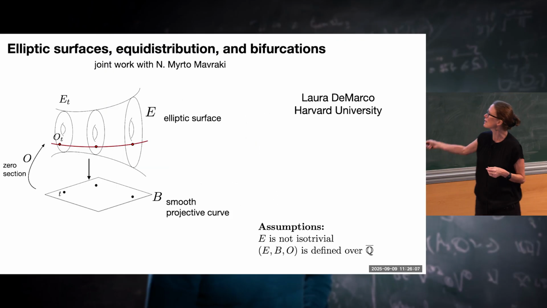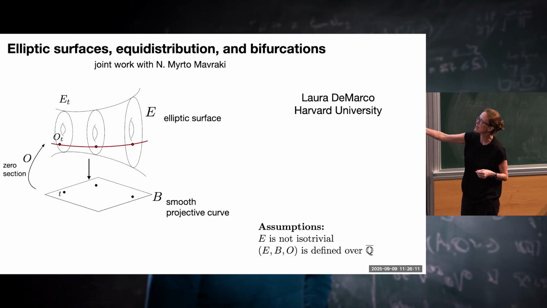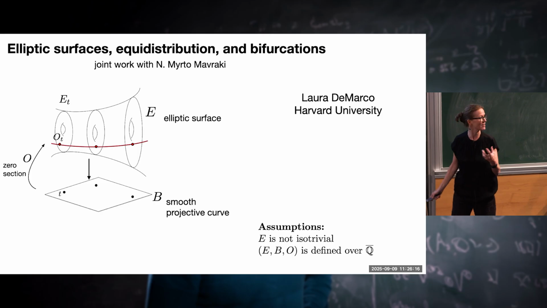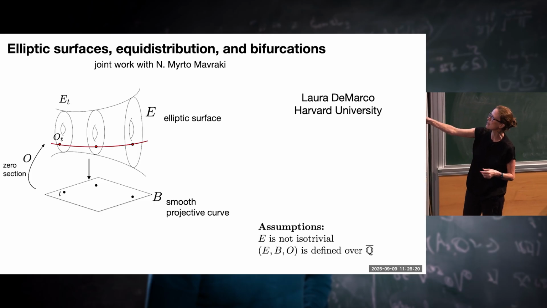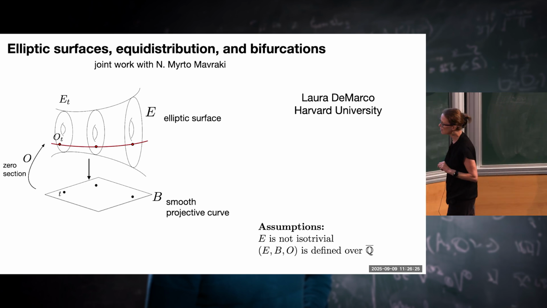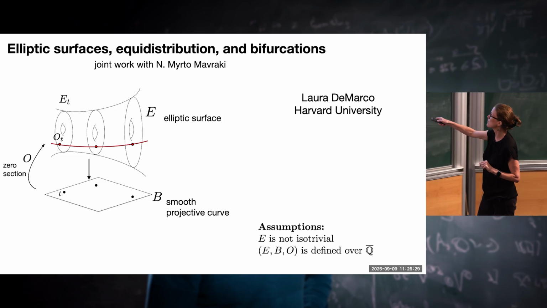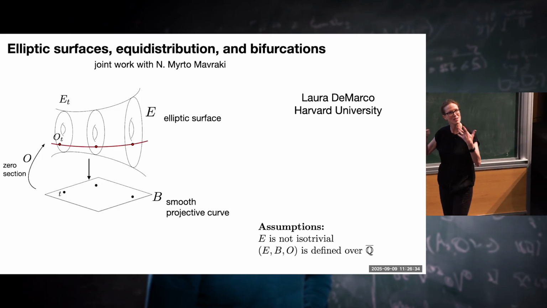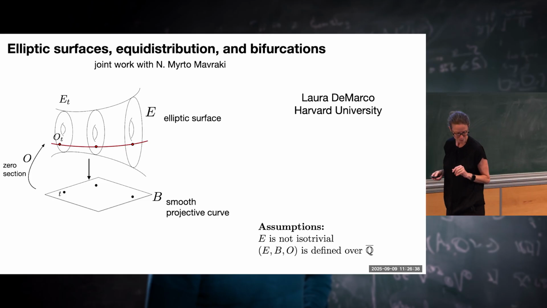I'm assuming that the base is projective, so I didn't draw it, but there are some fibers where these elliptic curves become singular fibers. So the picture is not quite as I've drawn it. There will be finitely many points in the base over which the fiber is singular. I'm assuming that this projective surface and all this data is defined over a number field, because I will be talking about some arithmetic features of this picture.